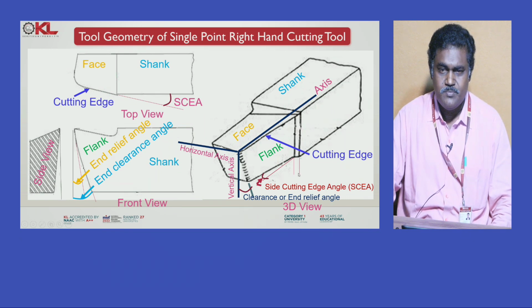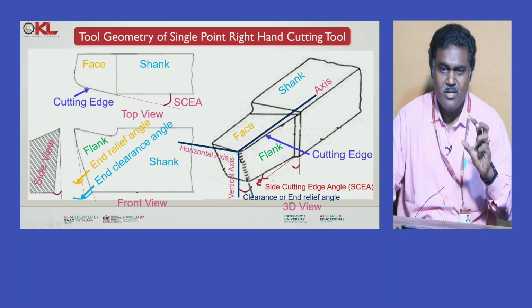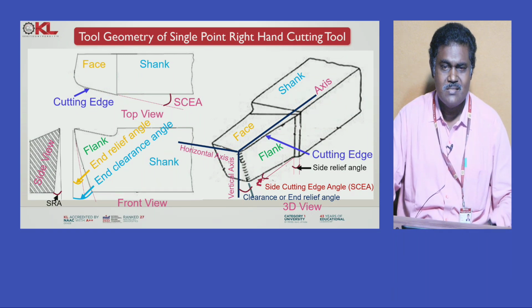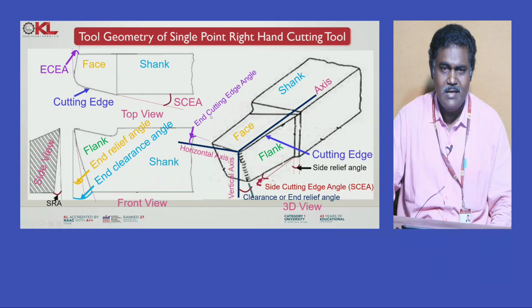Now, you can observe here there are lines displayed, and you can observe both at a time. For more clarity, this angle is known as the side relief angle. Now, you can see that there is one line drawn at the same time in the top view. You can observe here this is the angle. So, this angle is known as the end cutting edge angle, end cutting edge angle.